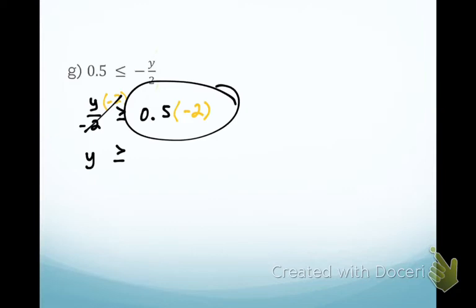And to Kobe, looking at this, I have a positive times a negative. It would be a negative. It is going to be a negative. And then remember, 0.5 is the same thing as a half. So to Kobe, what's half of 2? 1. Do I need to flip the symbol?